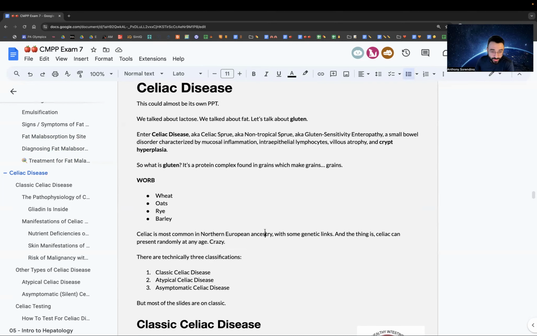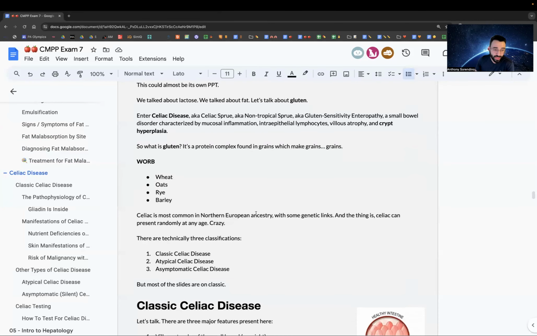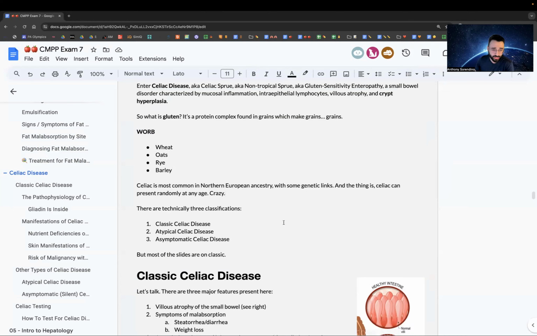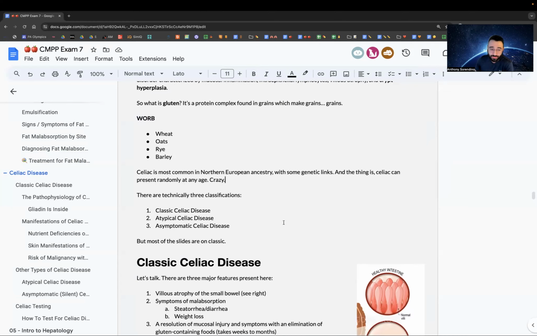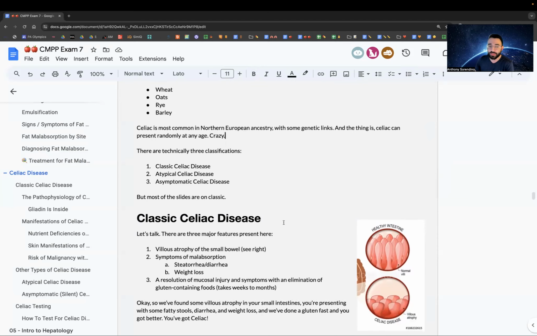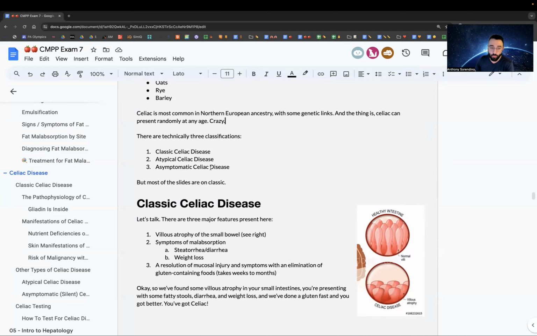All right, so what is gluten? It's a protein complex found in grains. So you're going to see this in wheat, you'll see it in oats, you'll see it in rye, and you'll see it in barley. They spell WORB. Celiac is most common in North European ancestry. It has some genetic links, and it can just present randomly at any age. And there are technically 3 classifications: classic, atypical, and asymptomatic. Most of this is going to be about classic celiac disease.